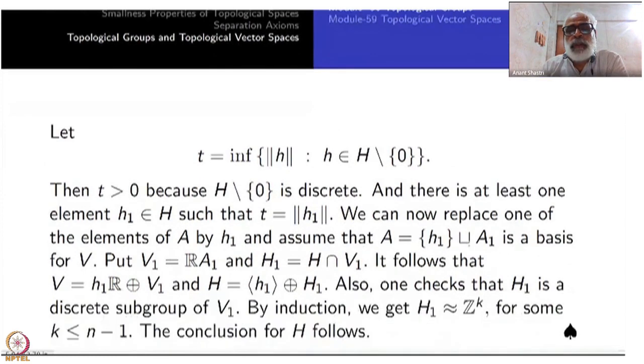Now let us go ahead. The idea is the same as the dimension one case. Put t equal to the infimum of norm h, now not just mod h, where h runs over H minus 0. Once again, H is discrete, so H minus 0 is also discrete, closed and all that. Therefore, this t will be positive. And the infimum is attained: there is at least one element h1 belonging to H such that t is equal to the norm of h1.